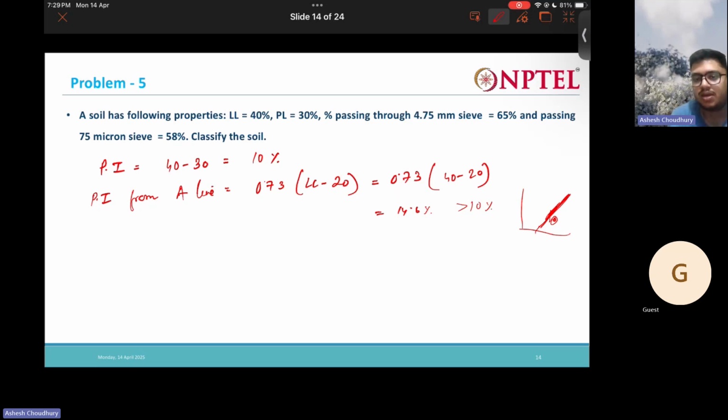Now silt, how can we classify? Low plastic, intermediate plastic, high plastic. This will fall into intermediate plasticity since the liquid limit is between 35 and 50%. We have 40%, so it's nothing but MI.